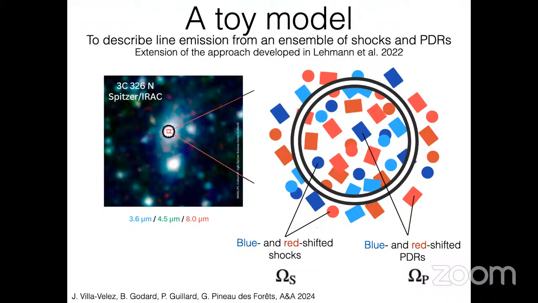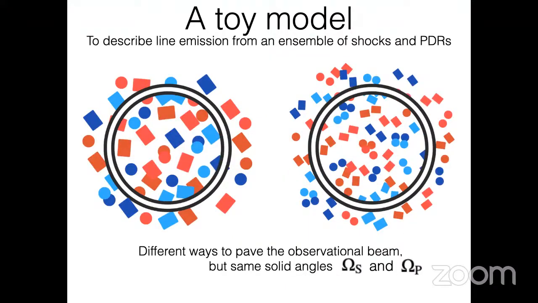So we built a very simple toy model where we say, within a beam of our observation, we've got surfaces of shocks and PDRs. And the shocks are actually driven in PDRs. So this is the basic assumption. We pave our beam with those surfaces, or solid angles, of shocks and PDRs. And those shocks and PDRs can be redshifted or blueshifted if we've got kinematical information from the lines.